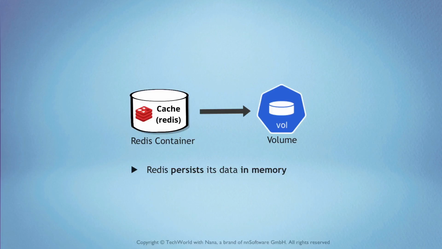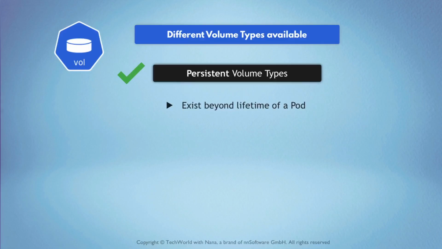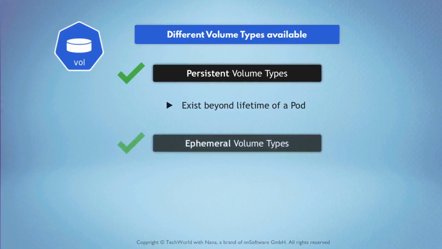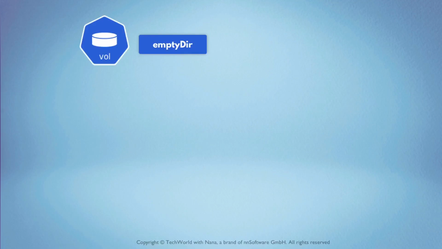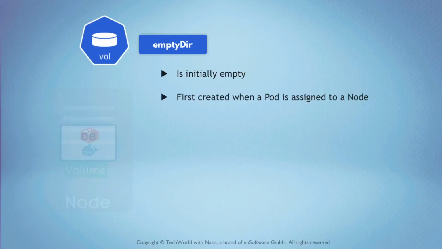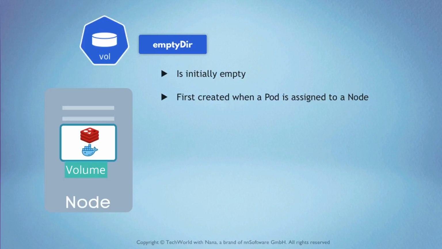Now, you learned in the volumes lecture that volumes are usually used to persist data long term. But we also have a volume type to persist data temporarily in memory. That volume type is called emptyDir, or empty directory. As the name suggests, an empty directory starts as an empty directory when it's created. The emptyDir volume gets created when a pod that references it starts on a node, and it will then exist as long as that pod is running on that specific node.